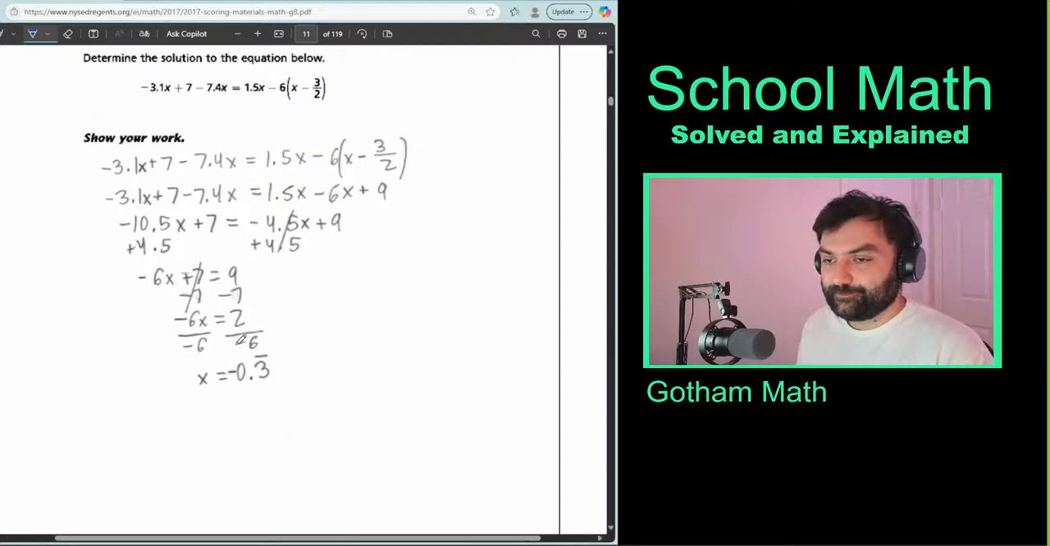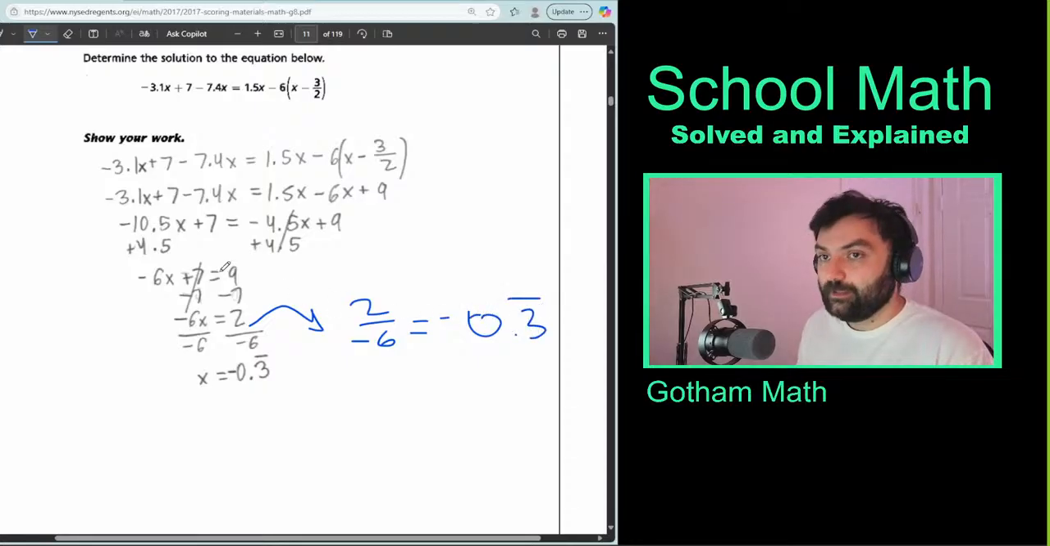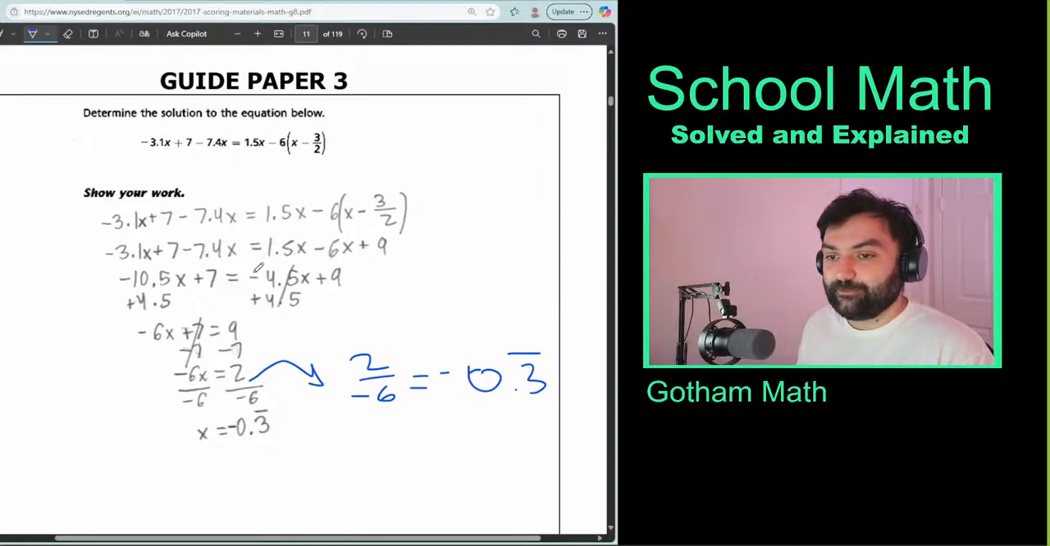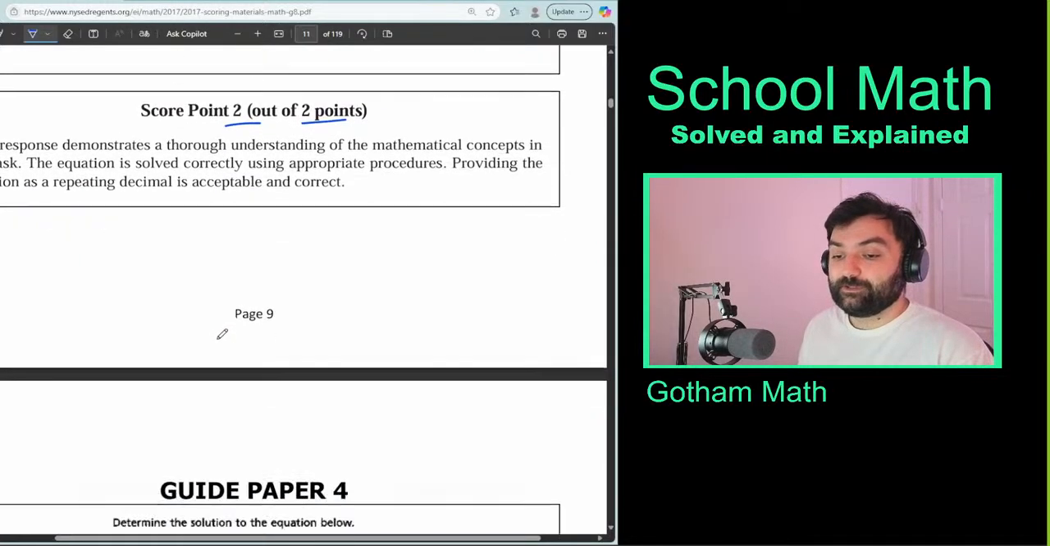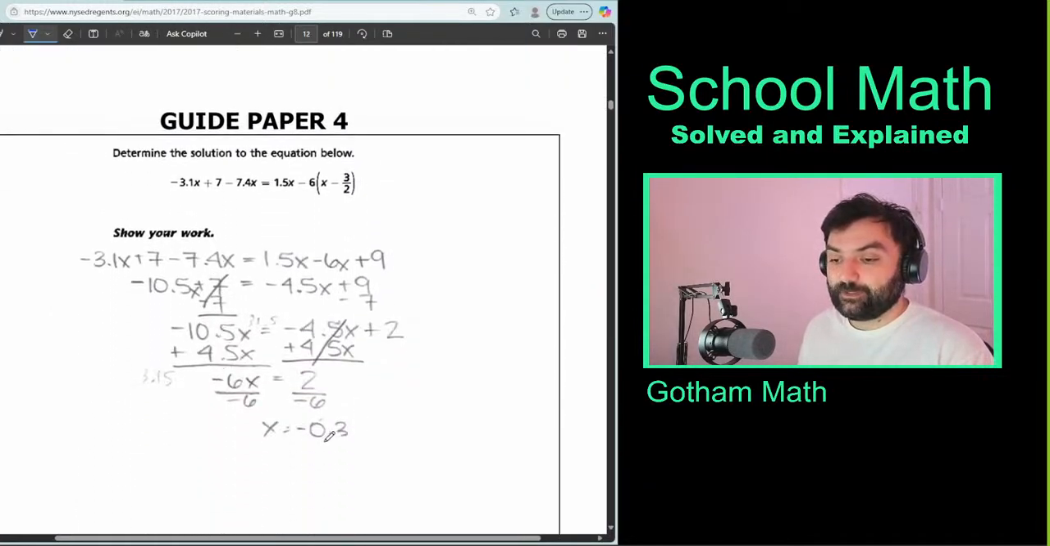Look at this. This is definitely a use of a calculator, because obviously 2 divided by negative 6 is negative 0.3 repeating. So technically it is right. Now, did they tell us to write a fraction as the answer? No, they didn't. So no rules of math are broken here in his answer. So it should be 2 out of 2. Let's see. It is 2 out of 2. All good.